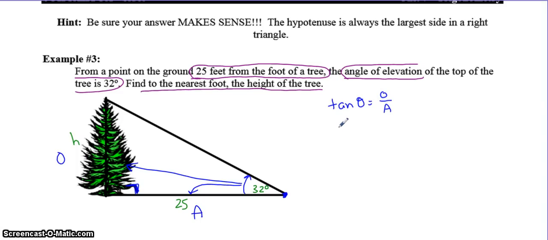Substitute in what we know. We know theta is equal to 32. The opposite is h. The adjacent is 25. And cross multiply. H is equal to 25 times tan 32. And that is equal to 15.6 feet.